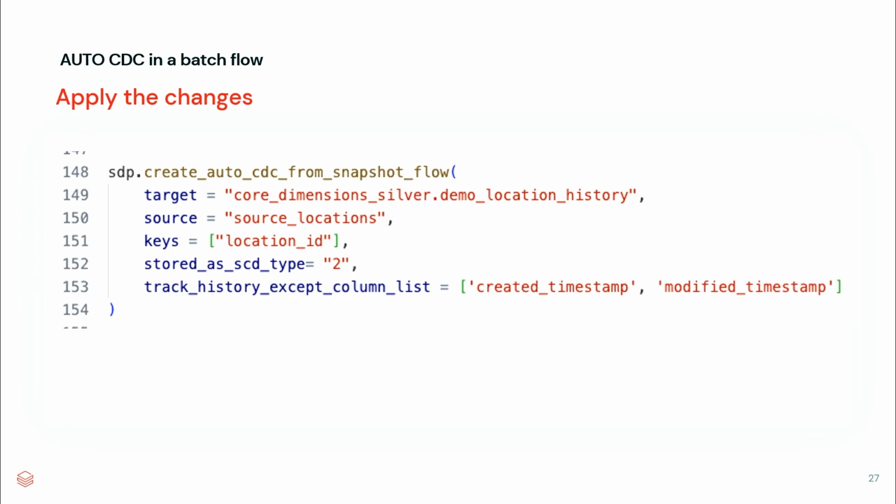Stored as type 2 SCD this time, so I get all my history tracking and the normal type 2 SCD pattern. And then the other option is just if you want to ignore some columns for updates, and not really relevant.